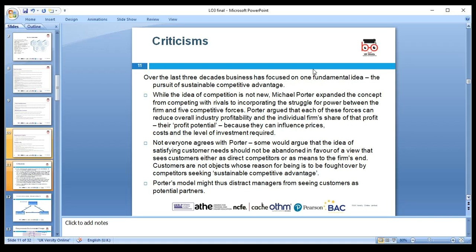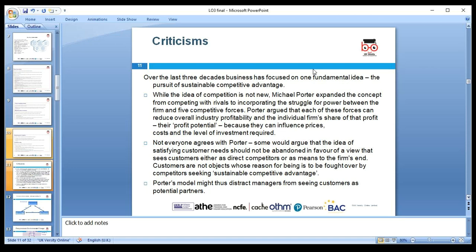Okay. Then there is a criticism of Porter's Five Forces. Over the last three decades, business has focused on the fundamental idea of the pursuit of sustainable competitive advantage. While the idea of competition is not new, Michael Porter extended the concept from competing with rivals to incorporating the struggle for power between firms and the five competitive forces. Porter argued that each of these forces can reduce overall industry profitability, because firms share the profit and their profit potential, as they can influence price, cost, and the level of investment.